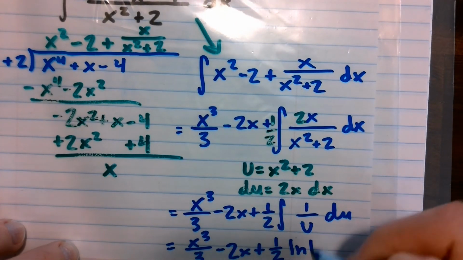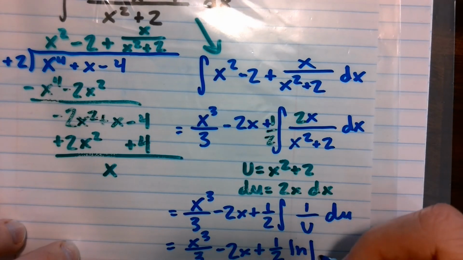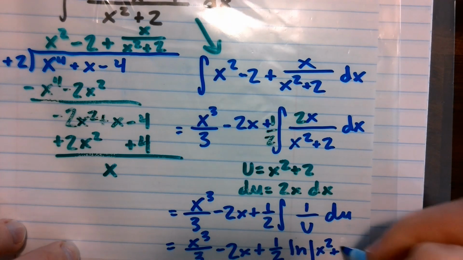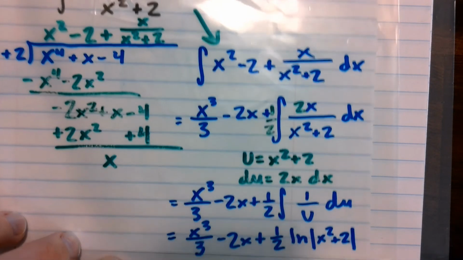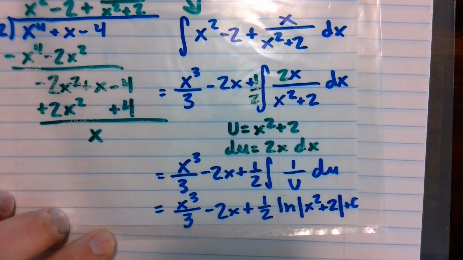I get the natural log of u, but I'm going to go ahead and replace it because I'm running out of room here. So my natural log of the absolute value of x squared plus 2. And then always, always plus a very tiny c. Ran out of room there.